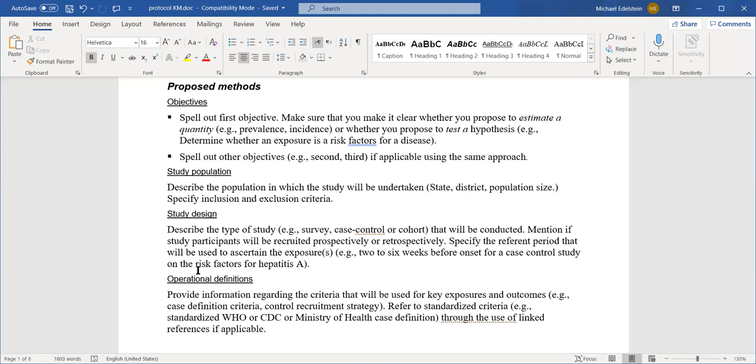And people don't always fit in boxes. You have to make generalizations. That's okay, and you need to explain that in your limitations. And you should actually have a limitation section in your protocol. So all these things are important.